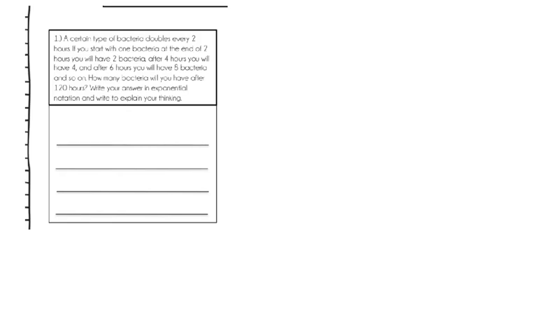Okay, let's look at this first word problem. A certain type of bacteria doubles every 2 hours. If you start with 1 bacteria, at the end of 2 hours, you have 2 bacteria. At the end of 4 hours, you're going to have 4 bacteria. After 6 hours, you'll have 8 bacteria, and so on. How many bacteria will you have after 120 hours? They want you to write your answer in exponential notation.